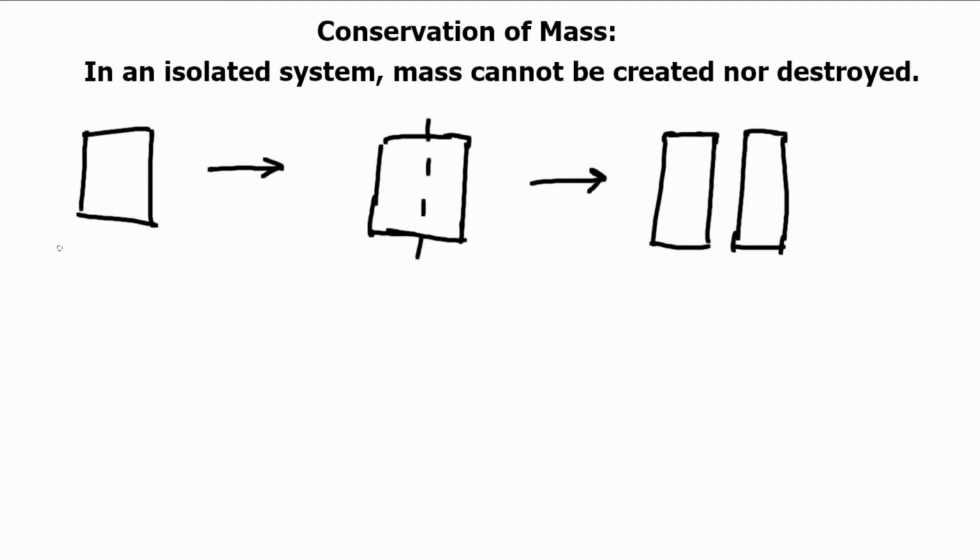So we have some initial mass here, or mass 1, and we have some final mass, or mass 2. They look different, but based on the conservation of mass, they must be the same mass. And that is what our equation is. Mass 1 equals mass 2, or in this case, our initial mass is equal to our final mass.